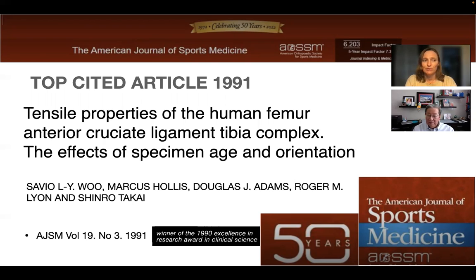My name is Berthe Bø, and on behalf of the AJSM Electronic Media Editorial Board, I'm pleased to present the article from 1991, which is titled Tensile Properties of the Human Femur Anterior Cruciate Ligament Tibia Complex: the Effects of Specimen Age and Orientation. And to discuss this article, I am joined by the first author, Dr. Xiaohui Wu. Hello, Dr. Wu.